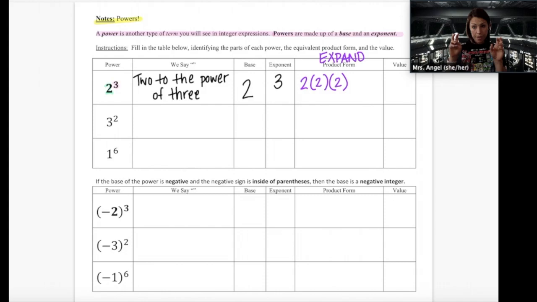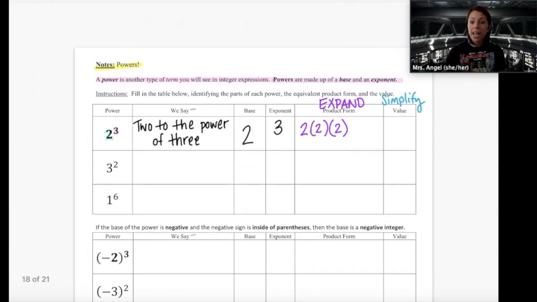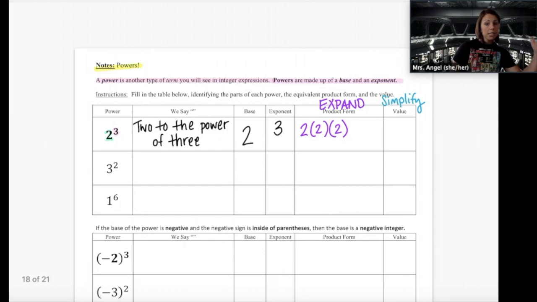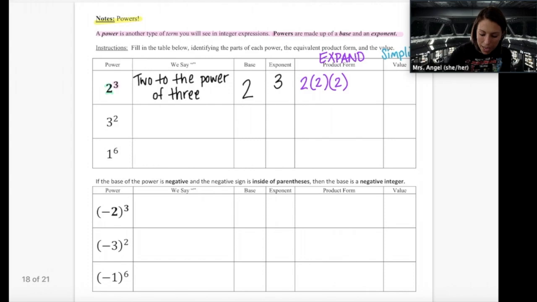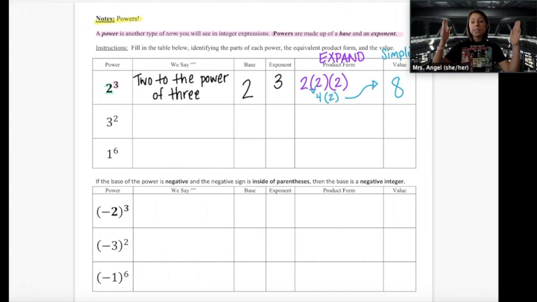And then the value, I want you to write down, this is the simplify part. Remember, every power is expand and simplify. So let's go from left to right here. 2 times 2 is 4. Bring down your next factor. 4 times 2 is 8. So we would read this as 2 to the power of 3, base 2, exponent 3, expanded 2 times 2 times 2, simplifies to a value of 8. Why don't you go ahead and do the next 2 on your own?